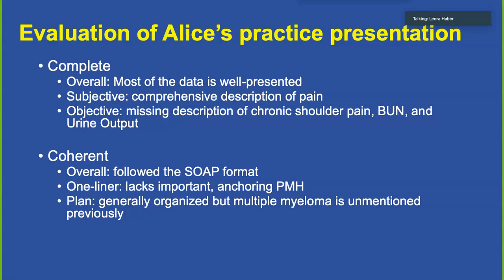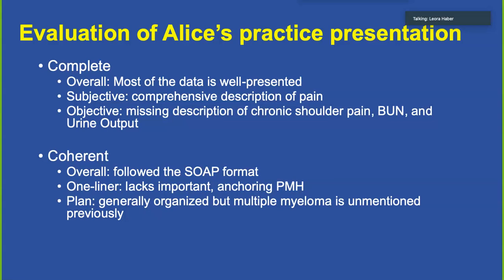On the objective, it's good that she includes all of the vitals, but there are a few minor things that she should have included for completeness. One would have been a description of the chronic shoulder pain, which she mentions only in the assessment and plan when discussing the multiple myeloma possible diagnosis. Also, since this is a patient with a kidney injury, it would be nice to know the BUN and the urine output as well.